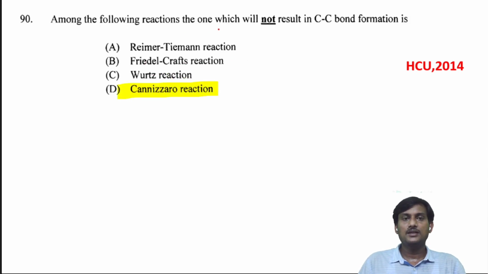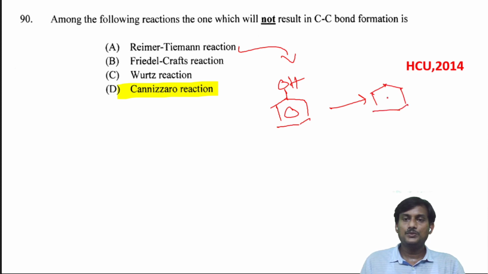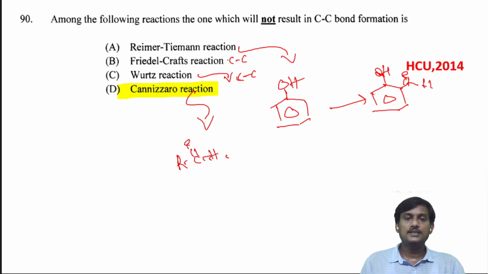Among the following reactions, the one which will not result in C-C bond formation is asked. The Reimer-Tiemann reaction is a formylation reaction, so here there is a C-C bond formation. This one will be converted into OH and C double bond O H. In Friedel-Crafts alkylation and acylation also there is a C-C bond formation. Here also there is a formation of a C-C bond. In the Cannizzaro reaction, the aldehyde is oxidized and reduced. Here there is no formation of any C-C bond.